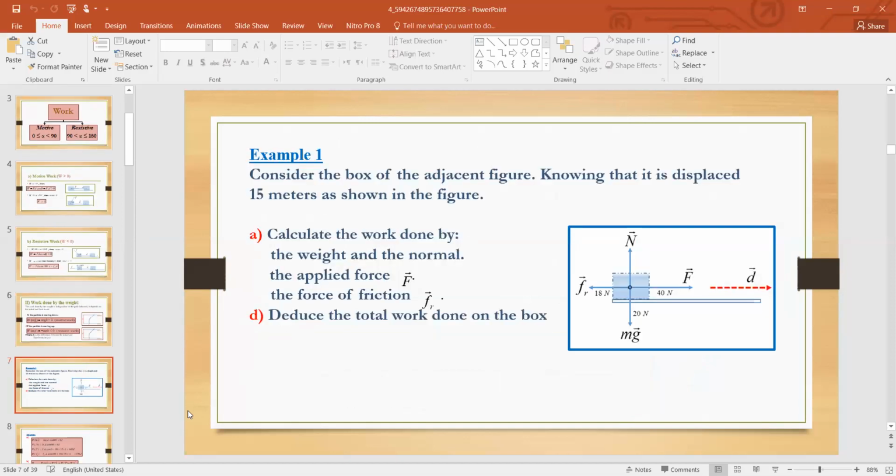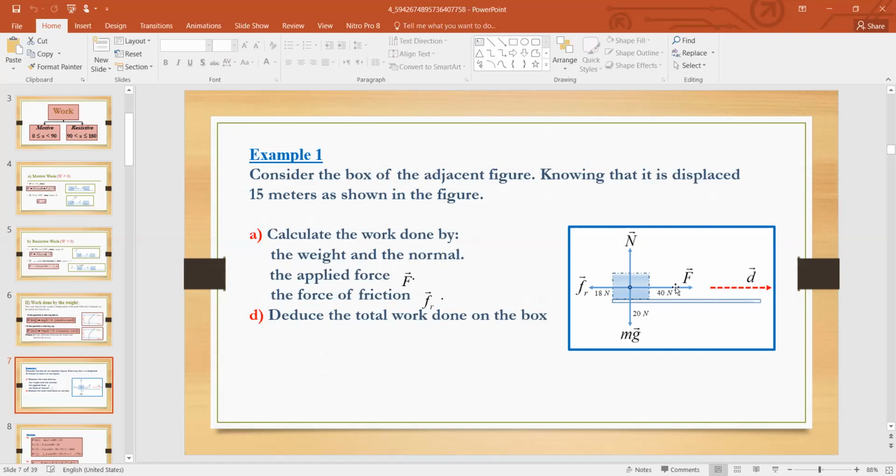This is an example. Consider a box as in the adjacent figure, knowing that it is displaced 15 meters as shown in the figure. Calculate the work done by weight, normal, and applied force, and then deduce the total work done on the box. Of course, work done by N will be 0. Why? Because N is perpendicular to the displacement. Work done by mg is also 0 because mg is perpendicular to the displacement, where the displacement is, of course, to the right, as you see.